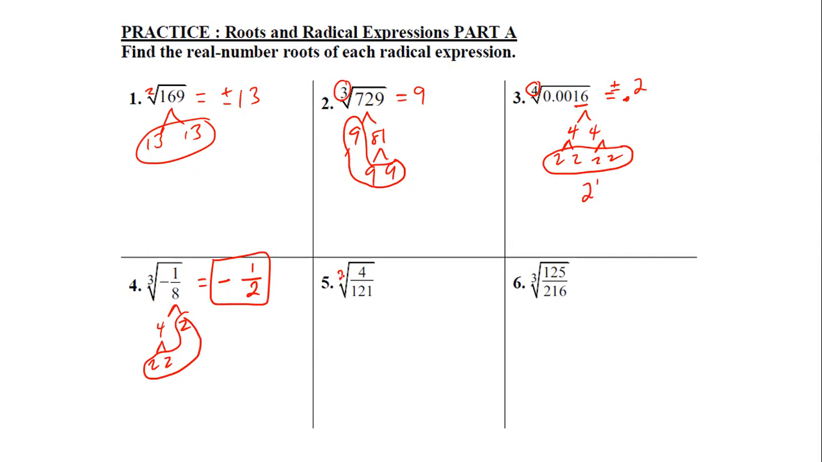I have a square root. Again, nothing there means it's a square root. I know it's going to be plus or minus. And this is just asking, what's the square root of 4? 2. What's the square root of 121? 11. So therefore, it is plus or minus 2 over 11.